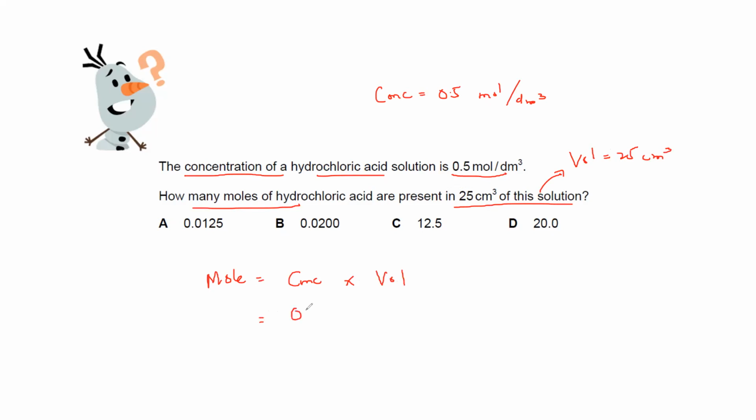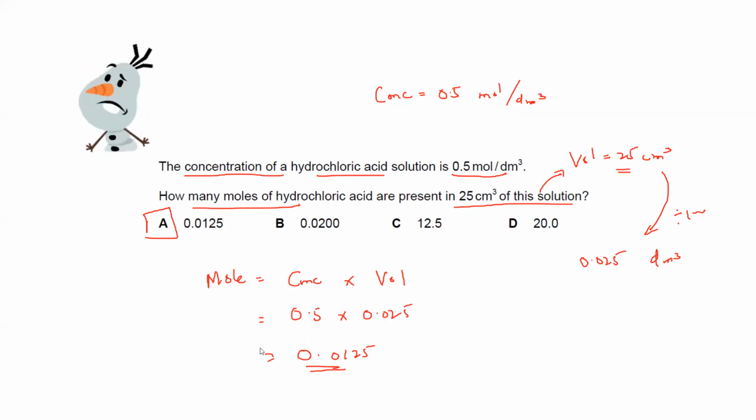The concentration is 0.5 and the volume is 25, but that's in cm cube. You have to convert into dm cube. So divide by 1000. So 25 divided by 1000, that's 0.025. So when you multiply these two numbers, 0.5 multiplied by 0.025, your final answer will be 0.0125. So it matches with which option? It matches with A. Is this example clear?